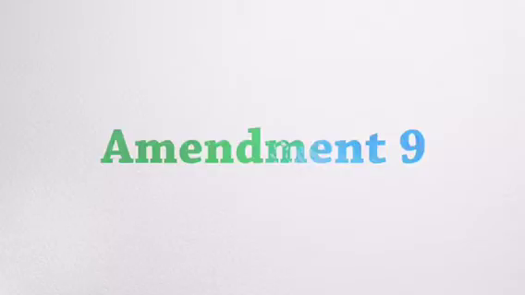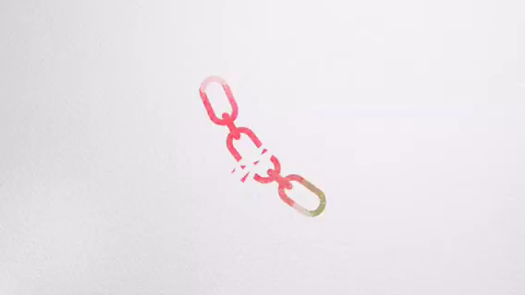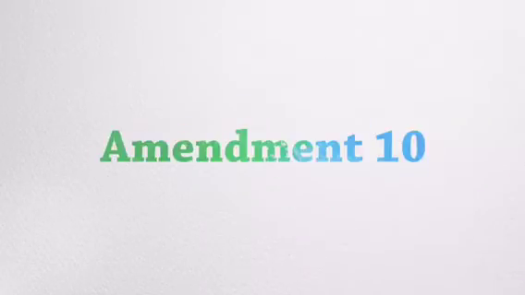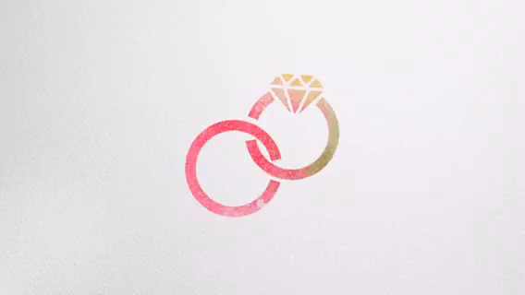The next amendment is Amendment 9. This amendment has 1 part and states that people have rights that aren't listed in the Constitution. This means that people have natural rights and freedoms. Finally, the last amendment in the Bill of Rights is Amendment 10, which has only 1 part. Again, this states that states have all powers not given to the national government. Some of the state's powers consist of marriages and school systems.